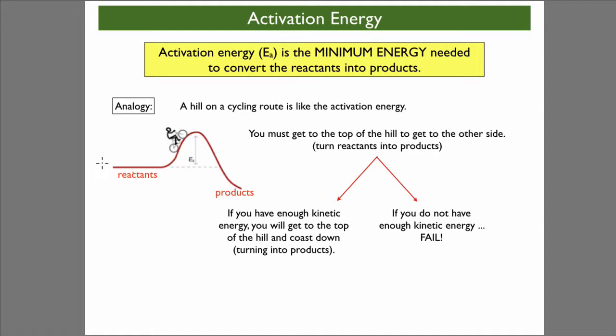In the same way, reactants must have sufficient kinetic energy to get up and over the activation energy before they can form their products. If you have enough kinetic energy, you will get to the top of the hill and turn into products. If you don't have enough kinetic energy, no products will form. It'll be an unsuccessful collision.